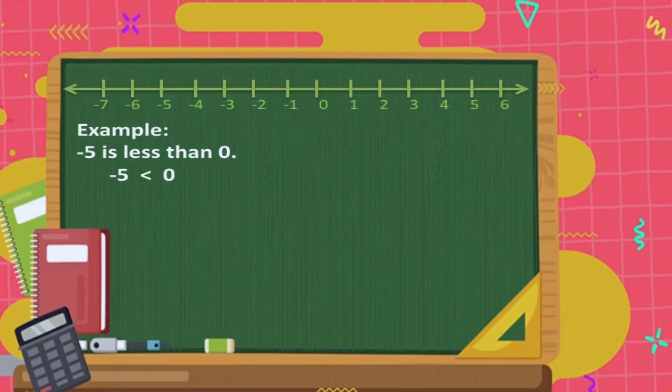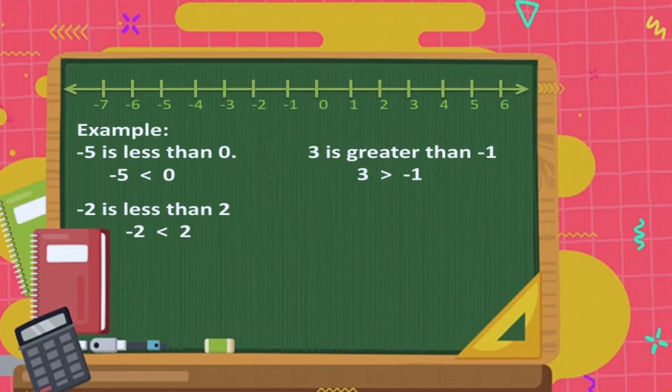Okay, more examples. Negative 5 is less than 0. So, negative 5 ay nasa kaliwa ng 0. Kaya, negative 5 is less than 0. Next example, negative 2 is less than positive 2. Take note, negative 2 is not equal to positive 2. The correct relation is negative 2 is less than positive 2.